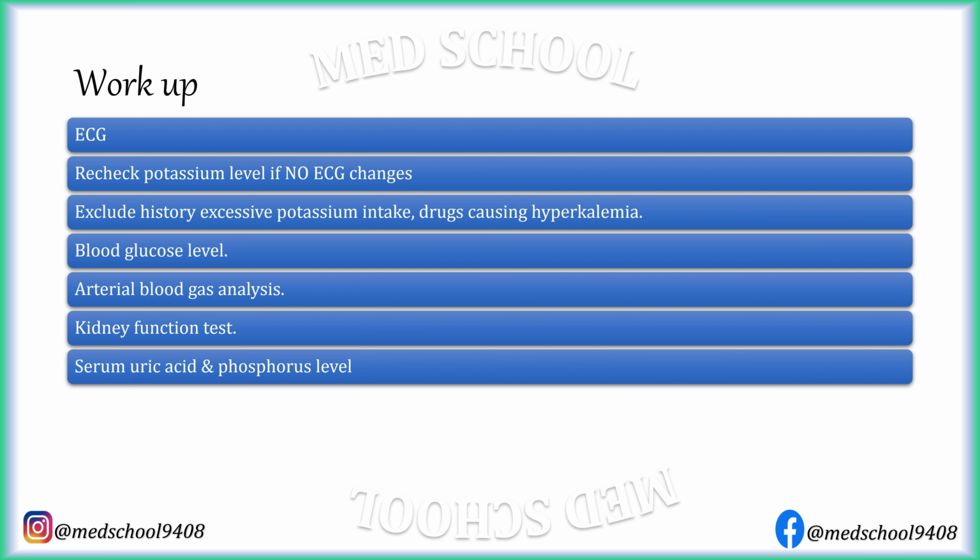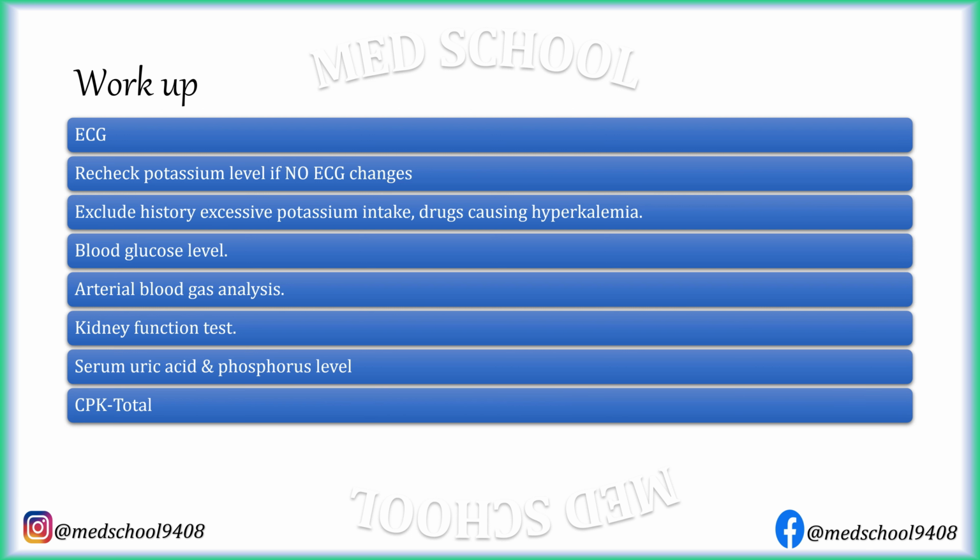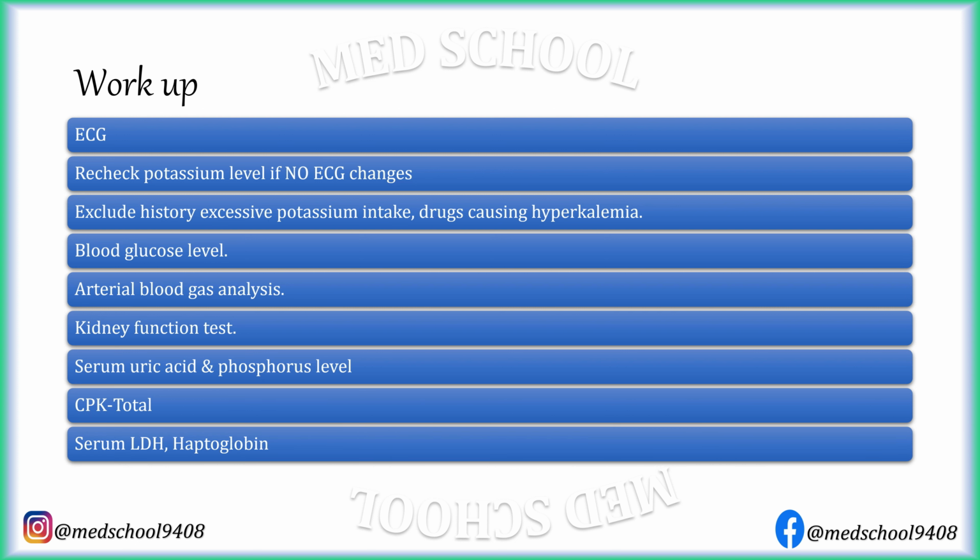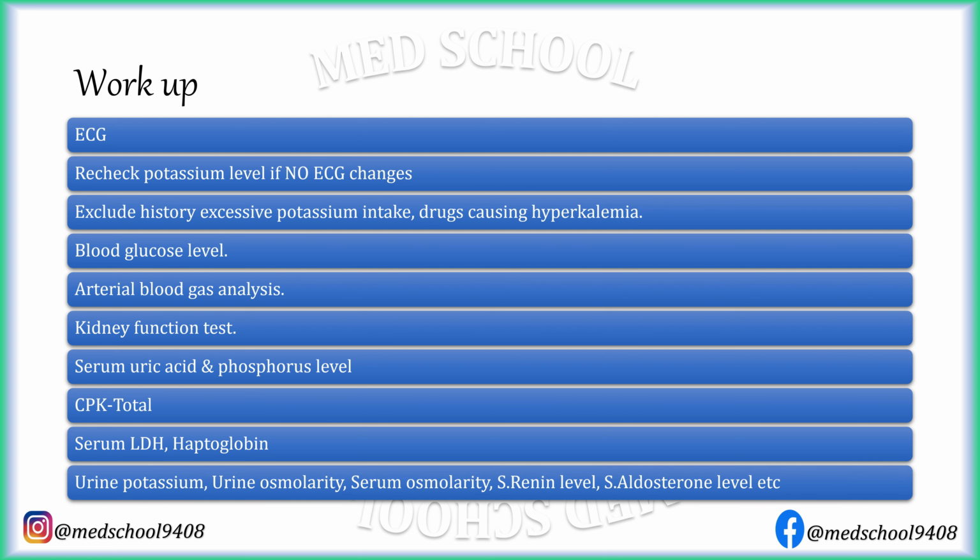Serum uric acid and phosphorus levels are raised in cases of tumor lysis syndrome. CPK total level is raised in cases of rhabdomyolysis. Serum LDH and haptoglobin levels are raised in cases of hemolysis. If no clue is found for underlying cause of hyperkalemia with the above investigations, then urine potassium, urine osmolarity, serum renin and serum aldosterone level should be done.